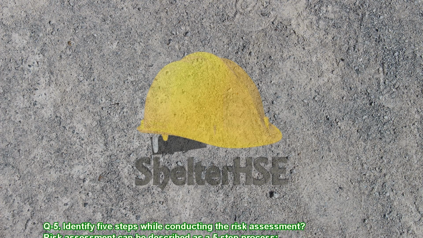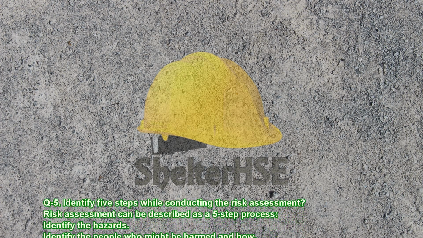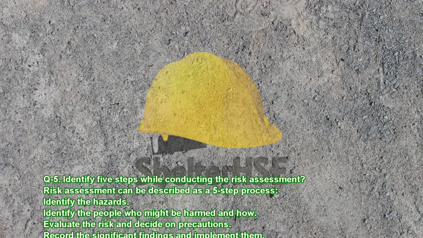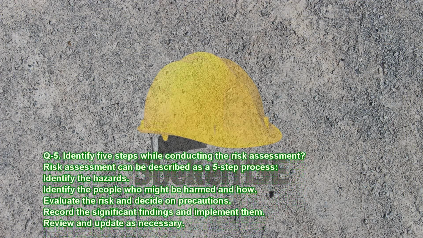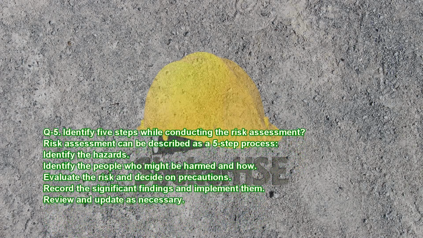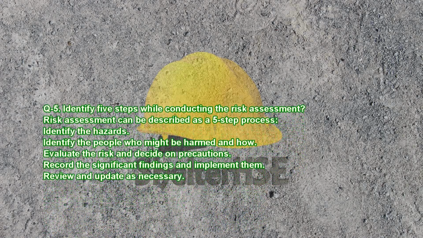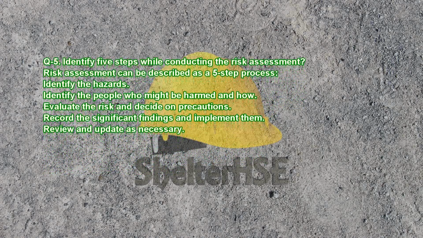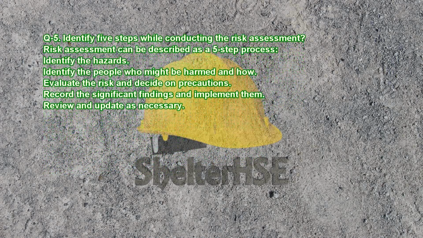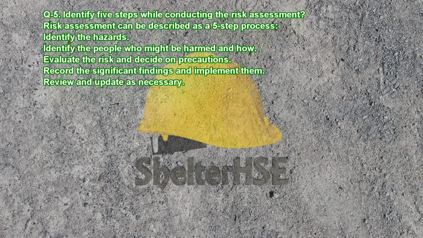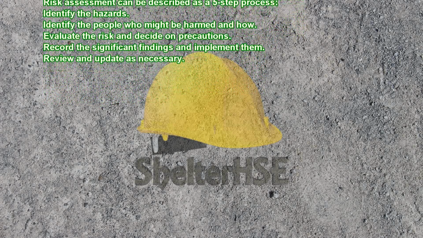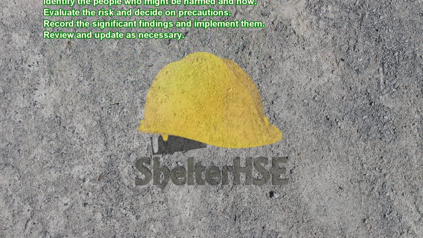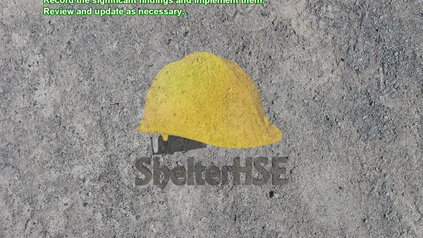Question 5. Identify the 5 steps while conducting the risk assessment? Answer. Risk assessment can be described as a 5-step process. Identify the hazards. Identify the people who might be harmed and how. Evaluate the risk and decide on precautions. Record the significant findings and implement them. Review and update as necessary.